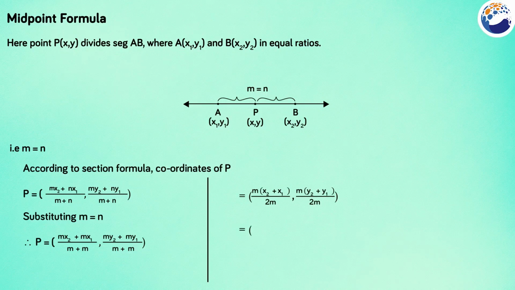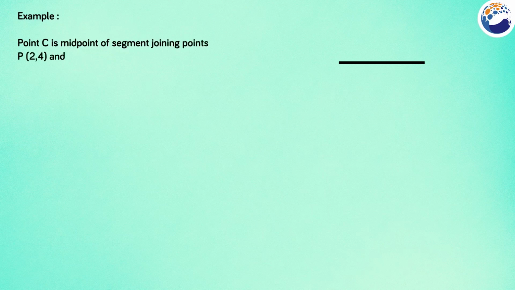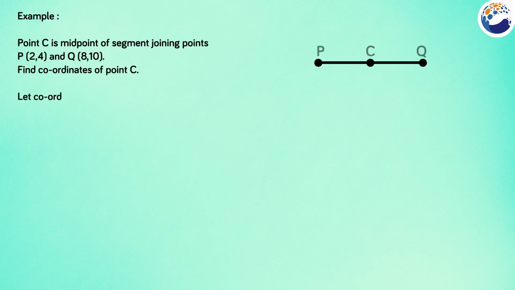Since m is the common factor, it gets cancelled out. Therefore, we get P is equal to ((x1 plus x2) upon 2, (y1 plus y2) upon 2). This is called the midpoint formula. Let us understand this with an example. Point C is midpoint of segment joining points P(2, 4) and Q(8, 10). Find coordinates of point C. Let coordinates of point P be (x1, y1), Q be (x2, y2) and C be (x, y).